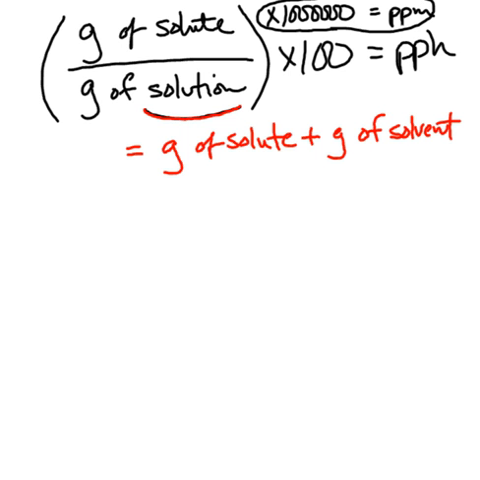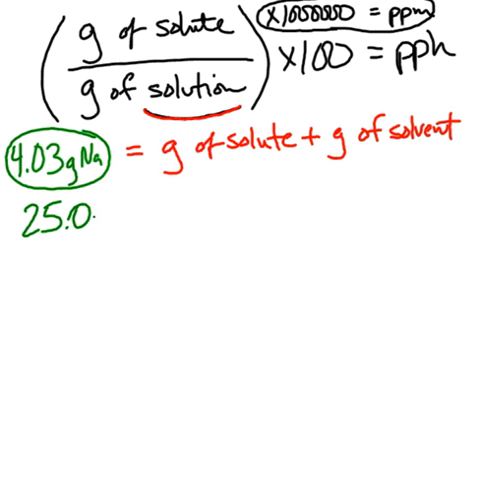Now, the mass of the solute, in this case, let's go ahead and throw a number out there and say you had in your lab 4.03 grams of sodium chloride. Okay? So you had 4.03 grams of sodium chloride. Well, you also know that you dissolved it in 25.0 milliliters of water.